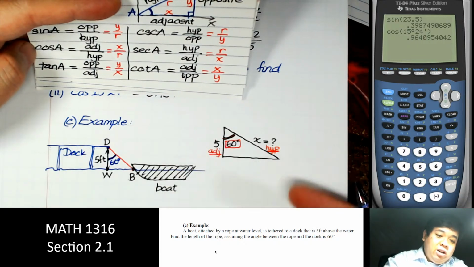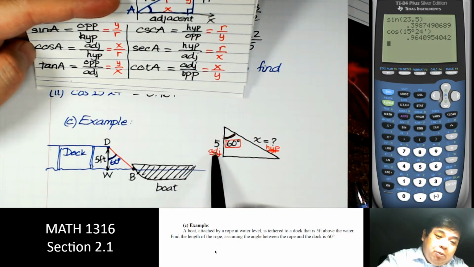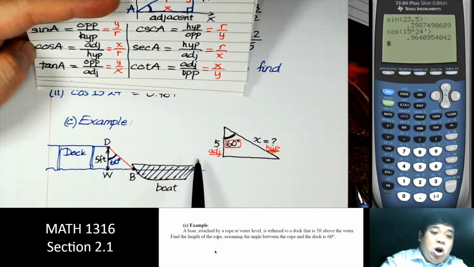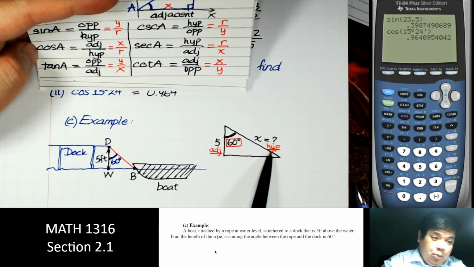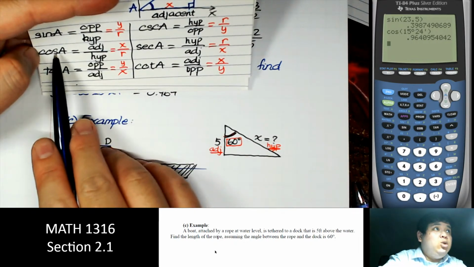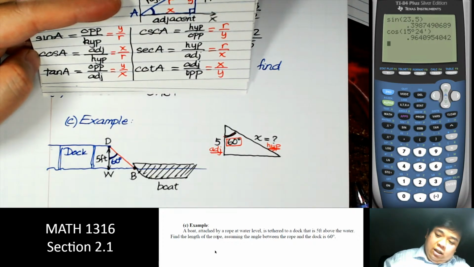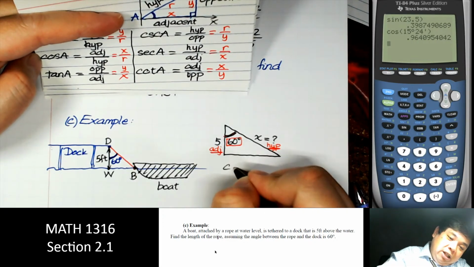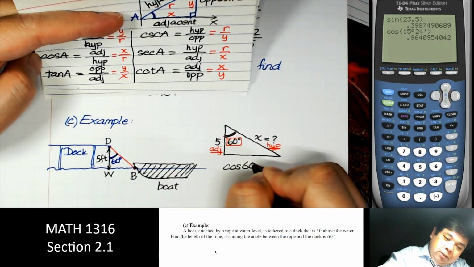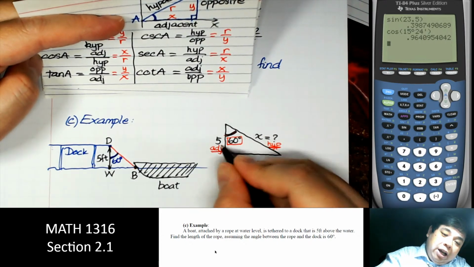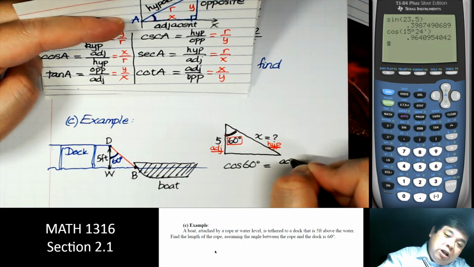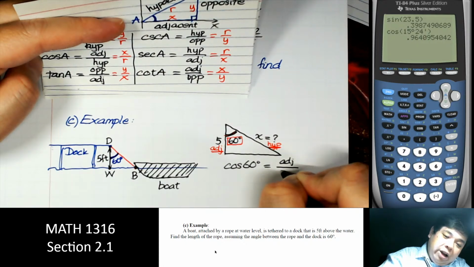So we just draw the picture, put in the things that we know and what we don't know. This problem involves adjacent and hypotenuse, and the ratio for that should be cosine. So we say cosine of 60 degrees equals adjacent, because that is cosine, over hypotenuse.